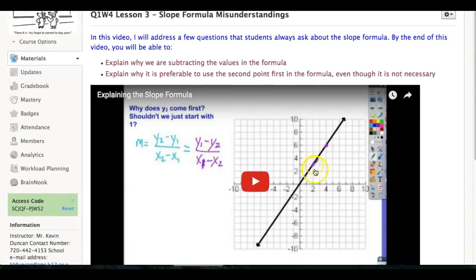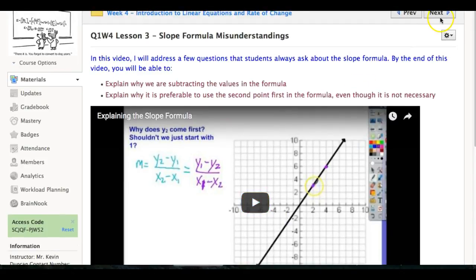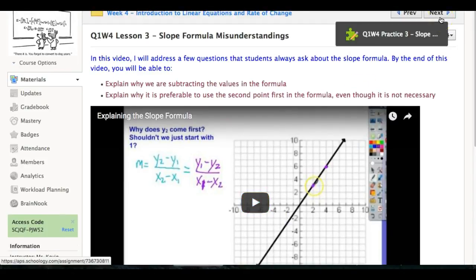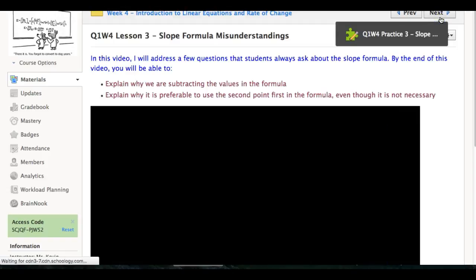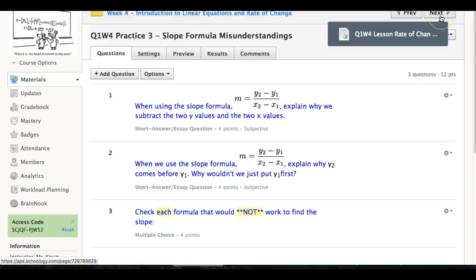Slope formula misunderstandings. The slope formula is y2 minus y1 over x2 minus x1. There are some things that people don't understand about it, and some questions that come up over and over again. And these are questions that I address in there. And pretty much for this practice, there's just the 3 questions that I answer in that video. These come straight from the video. Just look at these questions first, and then look for the answers in the video.